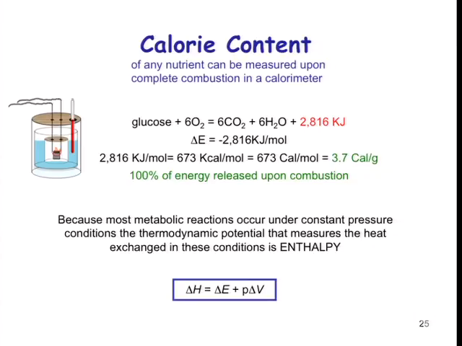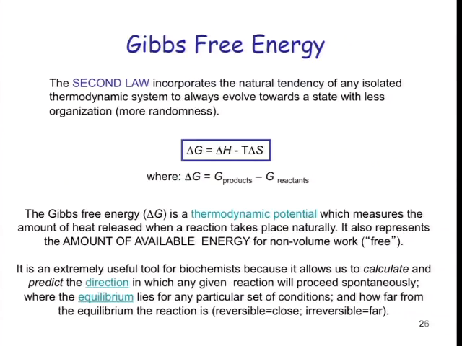Now, again, most metabolic reactions are at constant pressure. So the heat exchange in this condition is our enthalpy, which is our delta E plus our P delta V, and you know that one's going to go to 0. So now we've wiped out the first law and everyone's still alive. We have to worry about the second law.